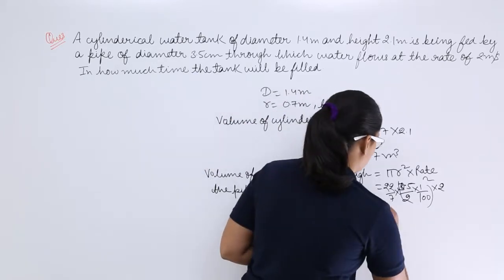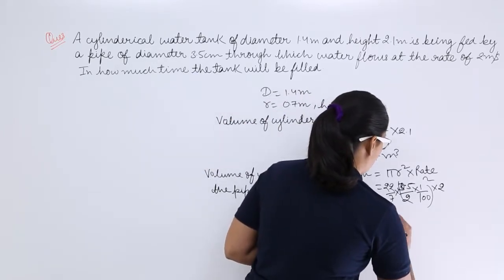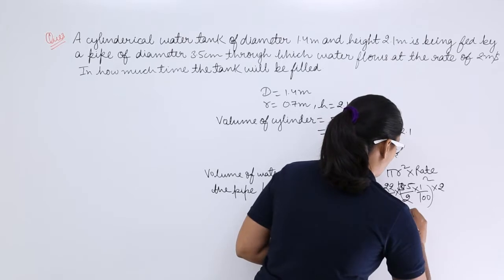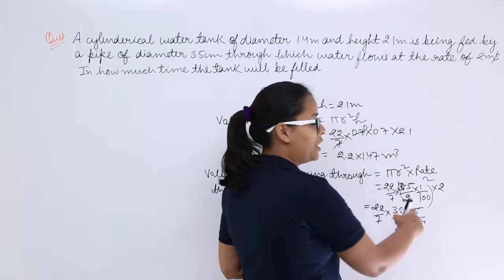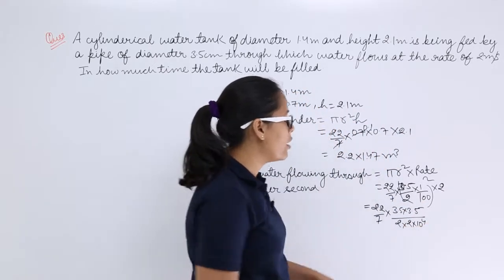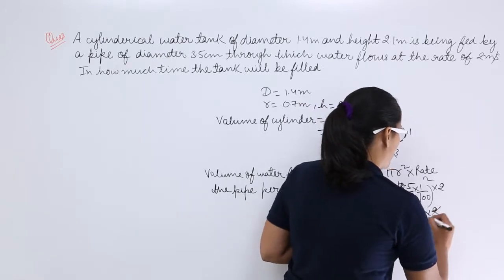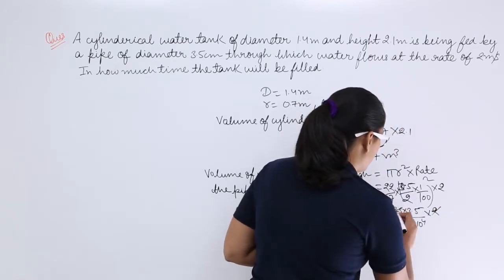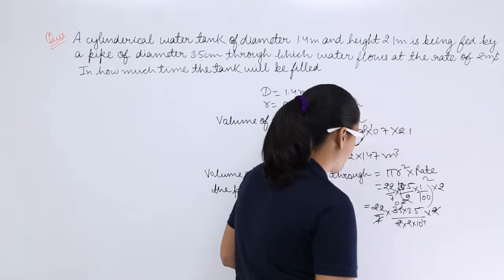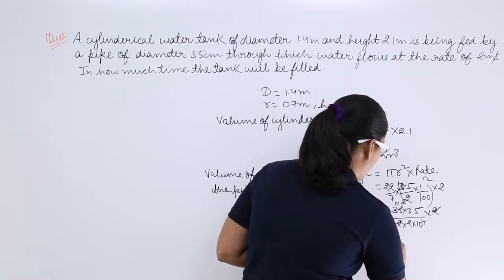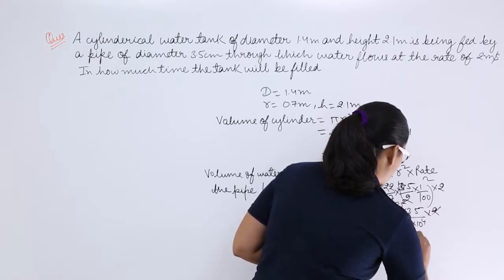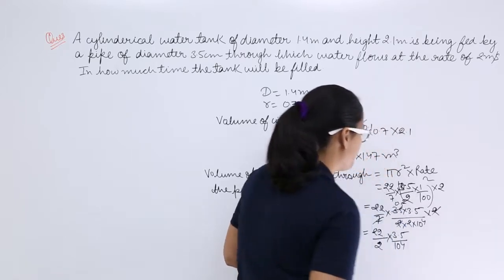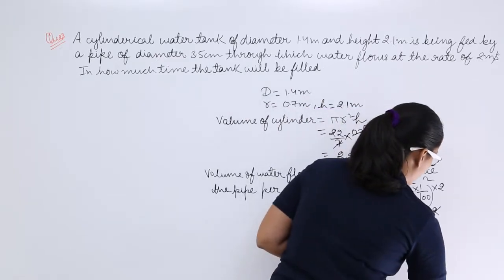Now let's evaluate this further. What you will get? You will get 22 by 7 into 3.5 into 3.5 divided by 2 into 2 into 10 to the power 4, because when you take the square of 100, you get 10 to the power 4, into 2. 2 and 2 will get cancelled out. This will give you 0.5. So what you are getting here? 22 by 2 into 3.5 divided by 10 to the power 4 into 0.5.